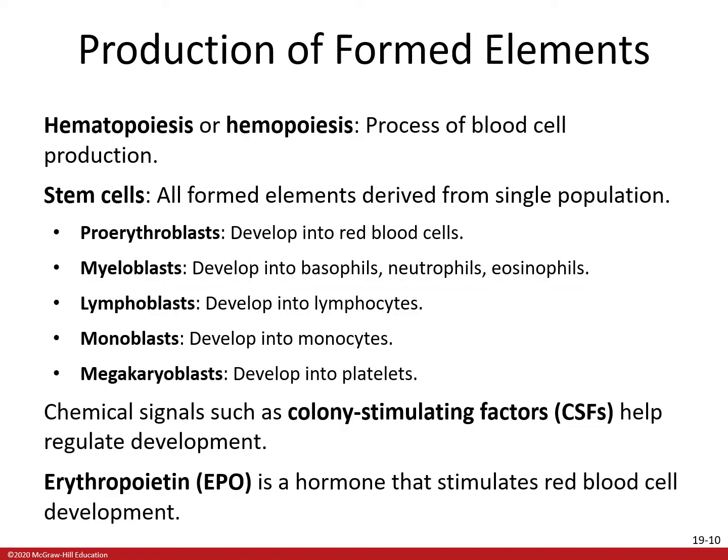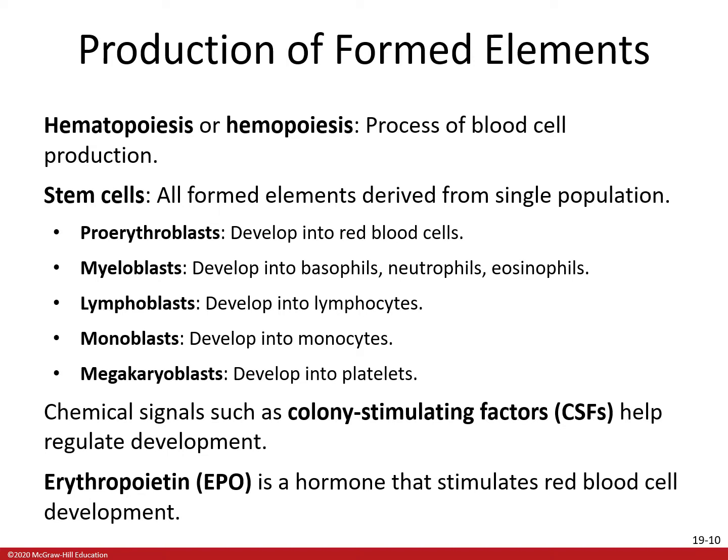All right, so moving on into the production of formed elements. This is going to be a process called hematopoiesis or hemopoiesis. Again, just the process of blood cell production. They are going to start as stem cells, as all cells begin. These are where all formed elements are derived from a single population. So you can read through that list there. Just know this potentially for a matching question.